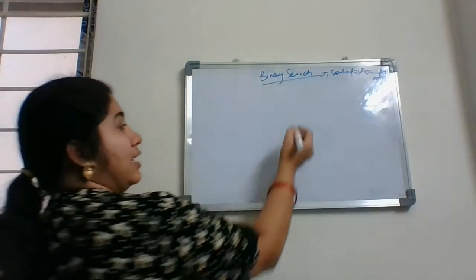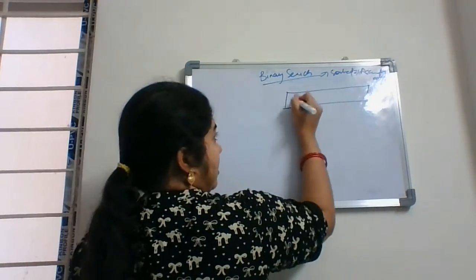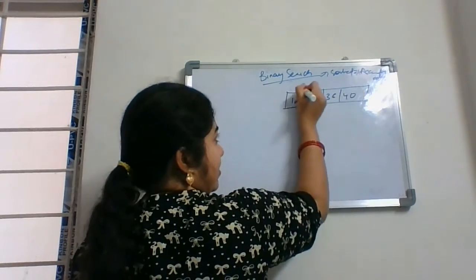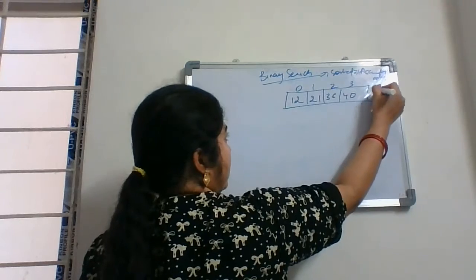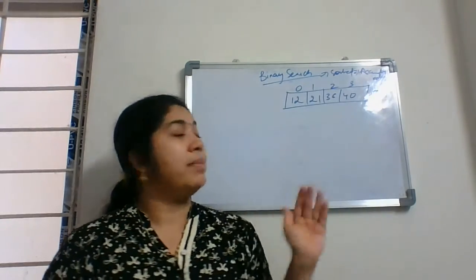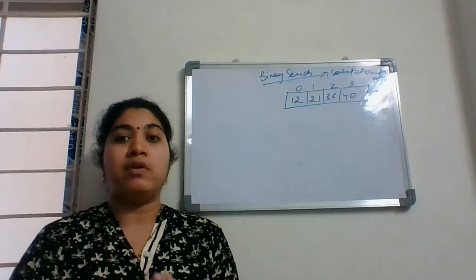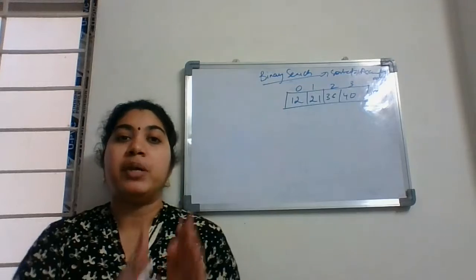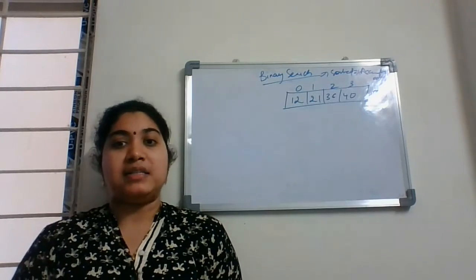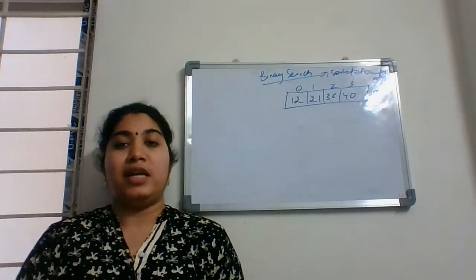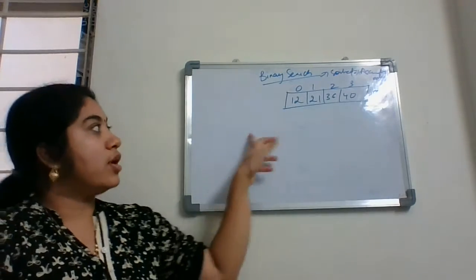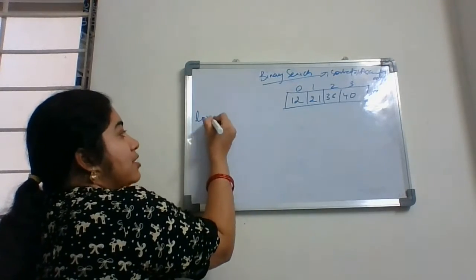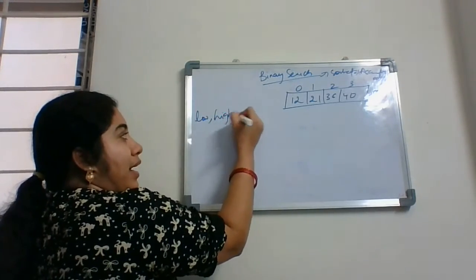So let me consider an array with 4 elements, that is 12, 21, 36 and 40. Array index always starts with 0. The number of elements here is 4. Now, how can I implement binary search? As the name suggests, binary search: whatever array you have, you will be dividing it into different parts and then checking for the element you need to search for. So how can I divide this array into 2 parts? For that you need the help of 3 variables: low, high and mid.